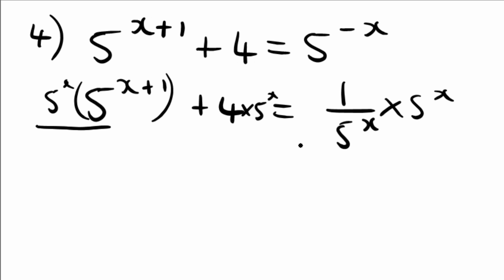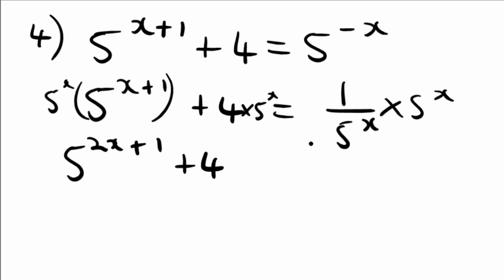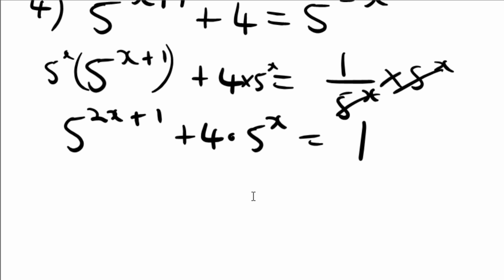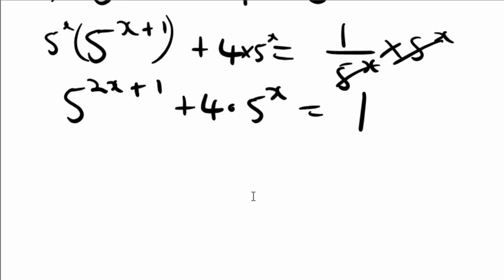Multiplying same bases, we add the exponents. So we have 5 to the power of 2x plus 1 plus 4 times 5 to the power of x equals, these ones cancel out so that we have 1 there. We have achieved something at least. Now we want to take this 1, the constant, to the other side so that we have 0 on our right hand side, because we are sensing a quadratic. We have 5 to the power of 2x there, and then we have 5 to the power of x there.